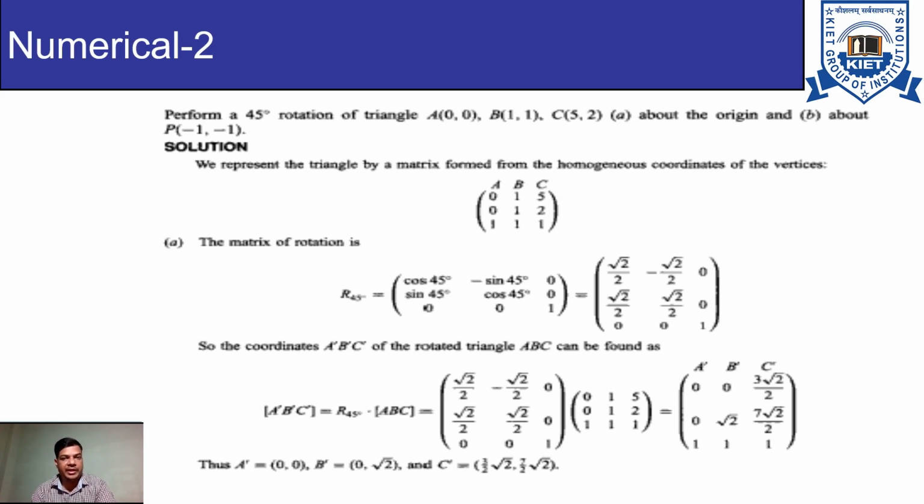So here are the new coordinates of the triangle: A dash (0, 0), B dash (0, root 2), and C dash (3 by 2 root 2, 7 by 2 root 2).